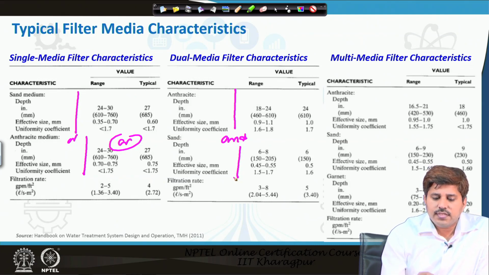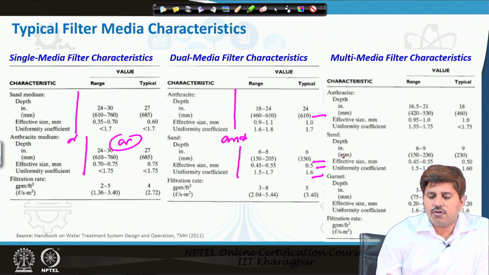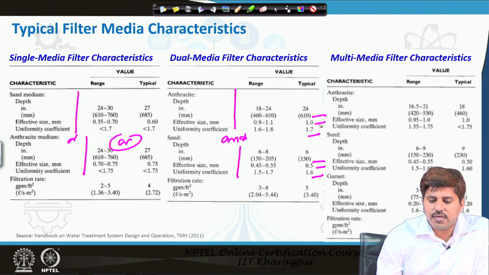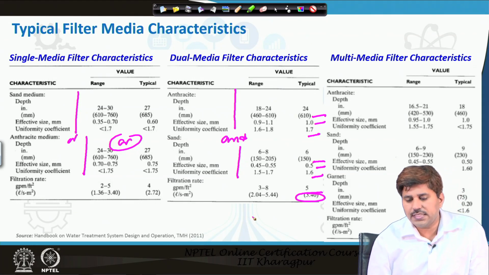So, that is why the depth here is kept 610 close to 600 mm and the anthracite depth is kept 150. The effective size of anthracite 0.5, the uniformity coefficient less than 1.6, here it is less than 1.7 and effective size we can go higher if we are using a dual media filter. So, we can go up to 1. And the rate also we can apply higher, 3.40 liters per meter square per second.